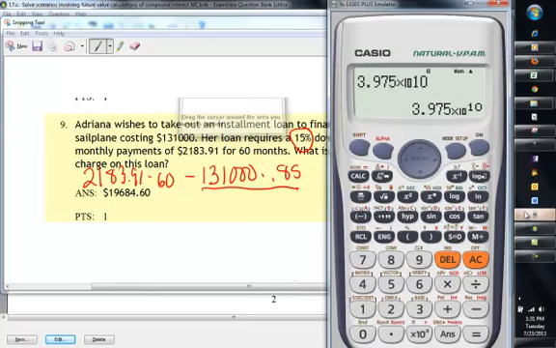Now you are going to need your calculator. $2,183.91 times 60. Subtract 131,000 times 0.85 gives us $19,684.60. This is 1.7.C.